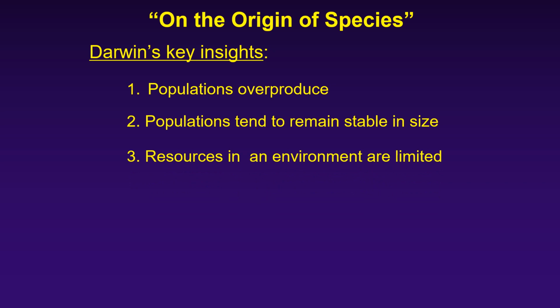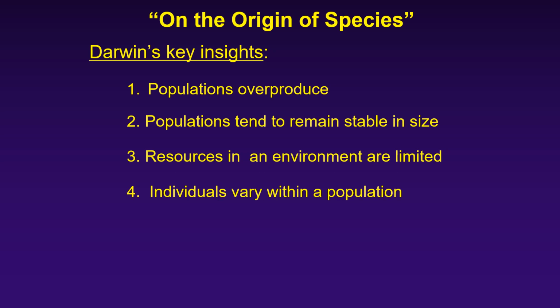Again, resources in the environment are limited, so there's not enough food for all the babies that are being produced. I'm not talking about humans specifically here. Humans have kind of changed the game. We'll talk about that later. But for most organisms living in nature, living in the wild, there's not enough resources. All of the young that are produced each generation cannot survive.